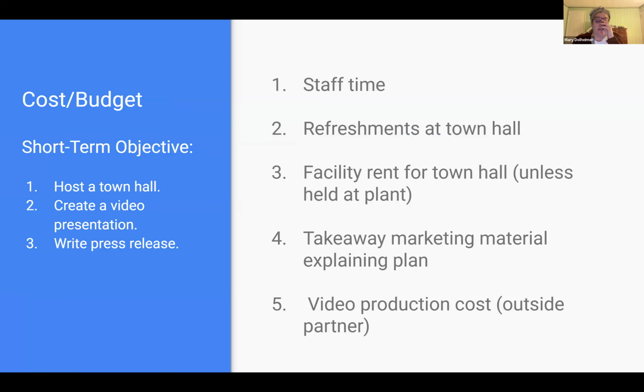The cost budget part of this was ideally, for this assignment, just very brief and didn't go into a lot of detail. So I will give that disclaimer right now. You have staff time for the short-term objective. You have refreshments at a town hall. You have the possibility of facility rent for a town hall unless you could hold it at the plant if you had an appropriate space. I think you'd have a takeaway marketing, maybe a one-sheeter that explains the plan that you would present to the folks that attend the town hall. And then you'd have the cost of video production. And I'm just going to assume that this would be with an outside partner.